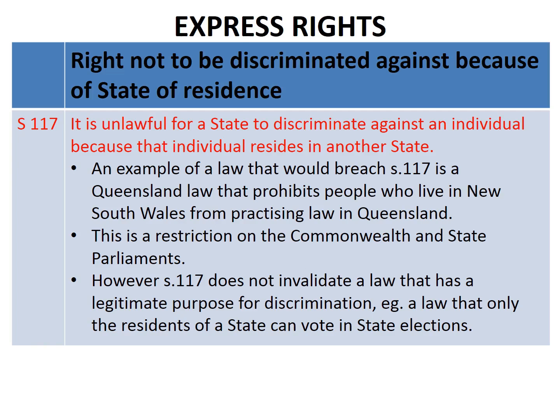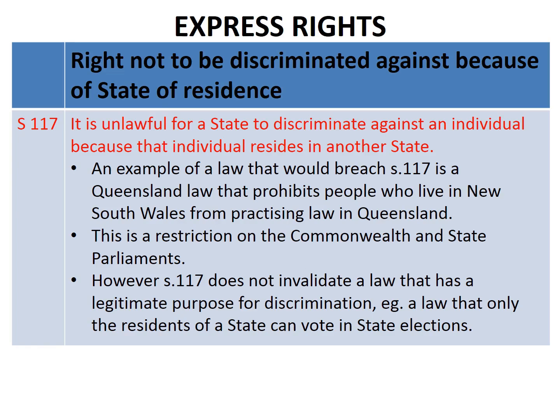Like Section 92, Section 117 is a restriction on both the Commonwealth and the state parliaments. That is, neither the Commonwealth Parliament nor any state parliament is allowed to make a law that discriminates against a person because that person lives in another state. However, there are a number of laws that look as though they discriminate against people because of the state in which they live, but which are actually valid, that is, they don't breach Section 117. Because they have a legitimate purpose for treating people who live in another state differently.